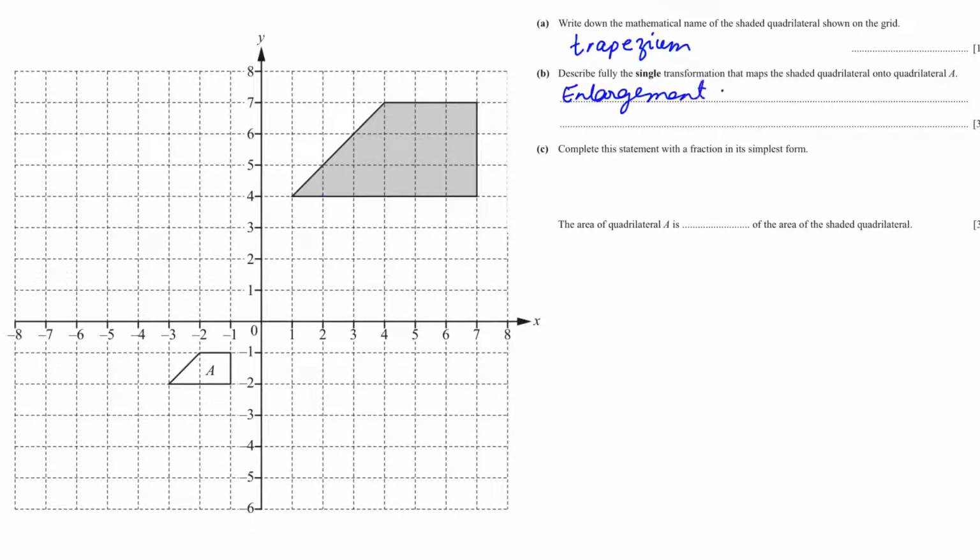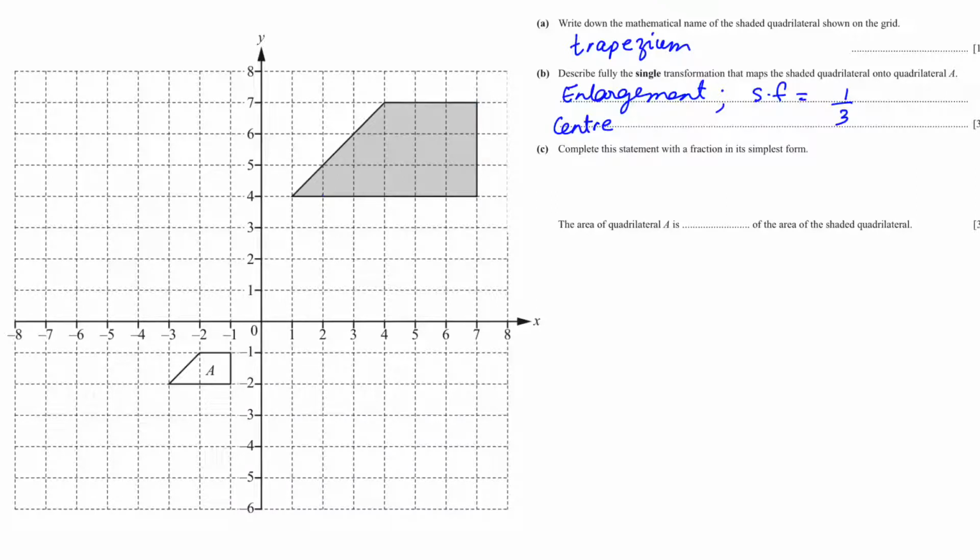You need to find the scale factor. Let's choose one side. This is 3 squares and the corresponding side has 1. So the scale factor is 1 over 3. And now we need to find the center. To find the center, we will join 2 points together. You can choose any 2 points and join them together.